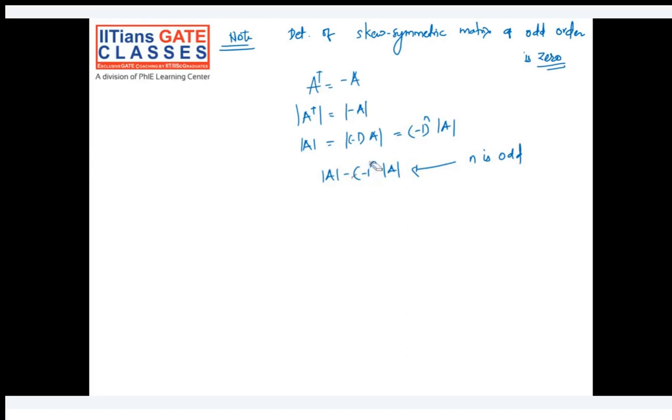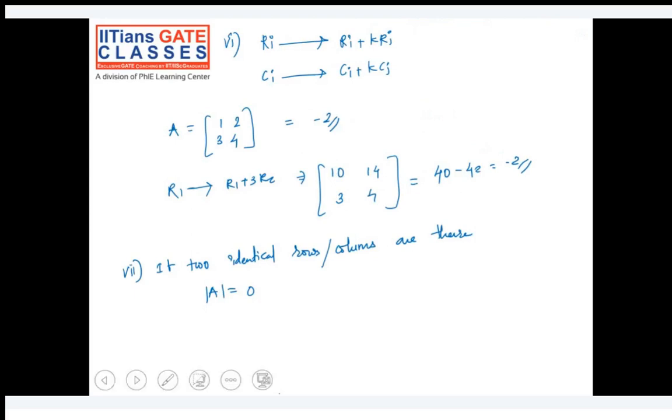If n is odd, you will get it like this. If n is even, determinant of A equal to determinant of A you will get. So basically you will not be able to judge about the determinant. You have to calculate it if n is even.